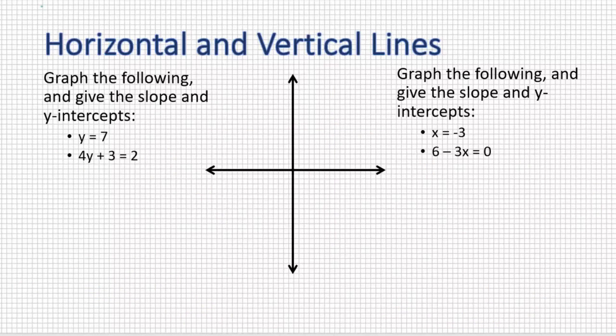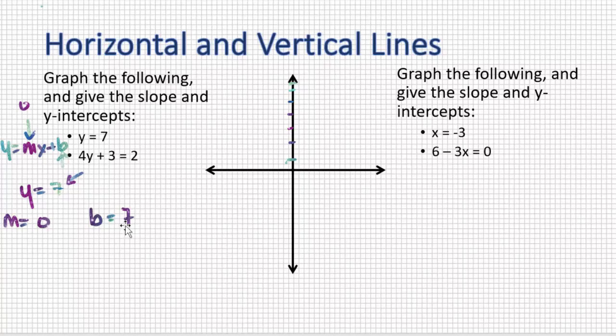Let's look at the same horizontal and vertical lines that were on the previous slide. So we'll look at y is equal to 7, 4y plus 3 is equal to 2. Those are both horizontal lines. Let's start with y is equal to 7. What is the slope? Well, again, we can consider this as being in the form y is equal to mx plus b, where m has a value of 0. Or we can just recognize that since this is a horizontal line, the slope must be 0. What is the y-intercept? The y-intercept is the value of b, so in this case, the y-intercept is 7.